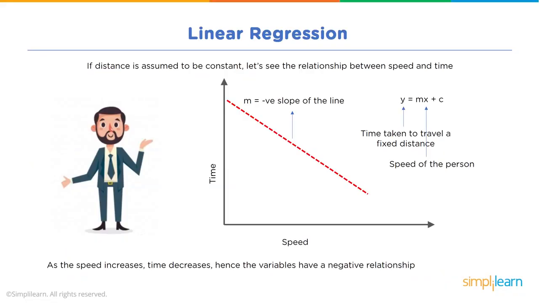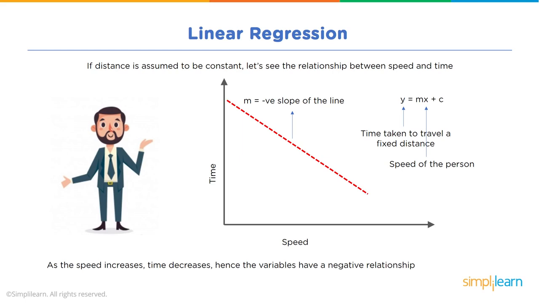When we put that into a linear regression model or a graph, if the distance is assumed to be constant, let's see the relationship between speed and time. As time goes up, the speed needed to go that same distance goes down. So now your m equals a negative slope of the line. As the speed increases, time decreases, hence the variables have a negative relationship. Again, there's our definition: positive relationship and negative relationship, dependent on the slope of the line.